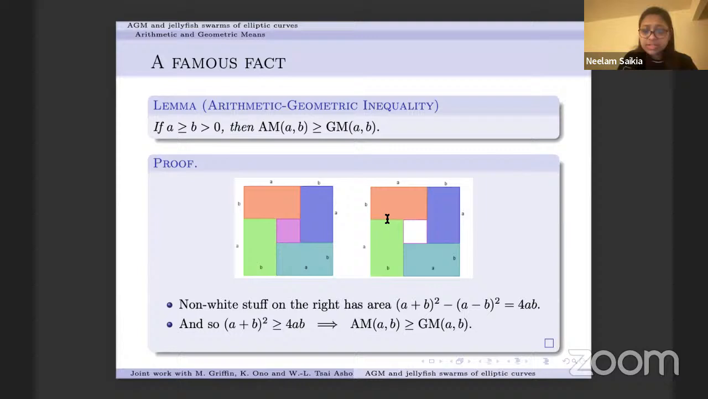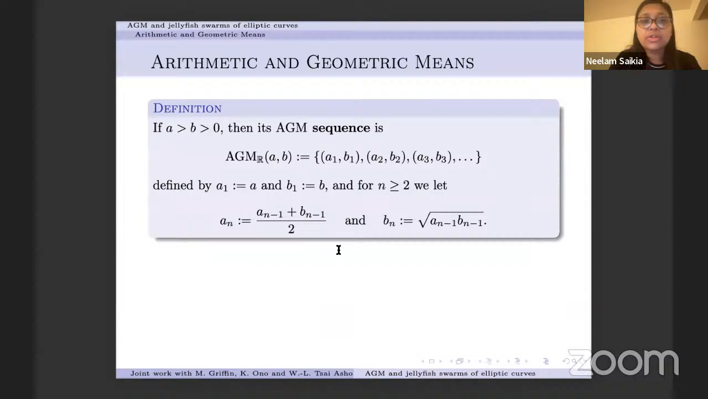Today I'm going to talk about something called the arithmetic-geometric mean sequence. This is a sequence of tuples like here, which can be defined in terms of the arithmetic mean and geometric mean. Let me give the brief definition. If A and B are strictly positive real numbers such that A is strictly greater than B, then its AGM sequence is defined as the tuples like here, where A1 and B1 are the initial values A and B. After that, An is defined to be the arithmetic mean of the previous tuple, and Bn is defined as the geometric mean of the previous tuple.